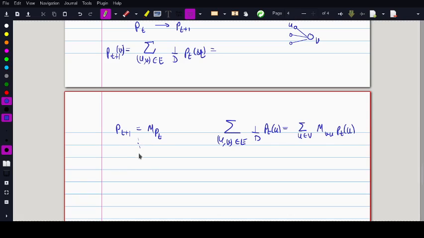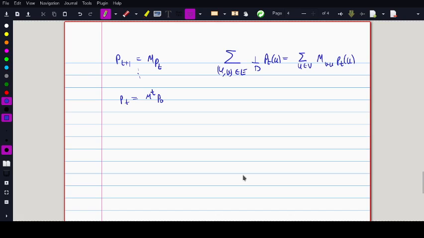So in fact, if you keep applying this, you will get p_t equal to M raised to the power t times p_0, where p_0 is some initial probability distribution. It could just be 1 somewhere and 0 elsewhere. So yeah, this is good.